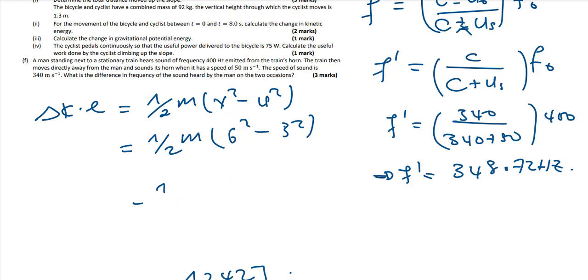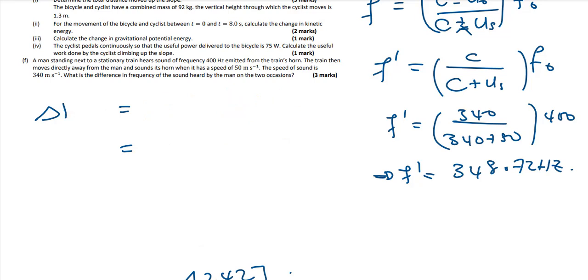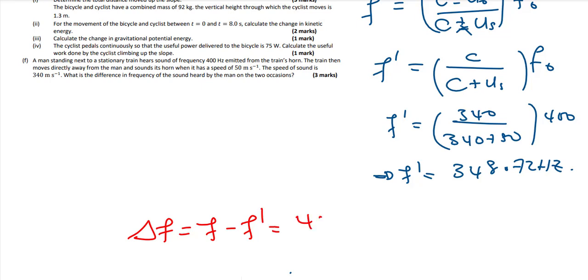Now let's calculate the beat frequency. We are looking for delta F, the change in frequency. Delta F will simply be F minus F prime, and that will be 400 minus 348.72, which is 51.28 hertz.